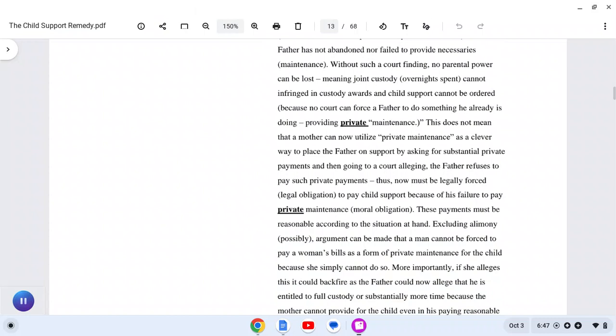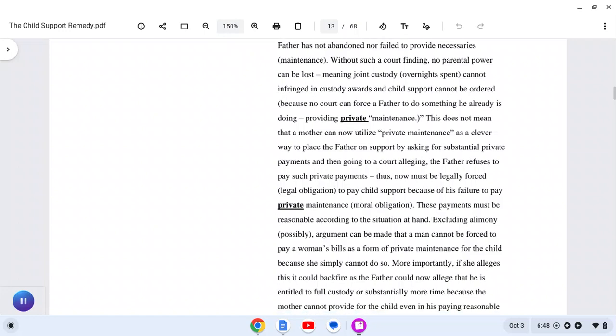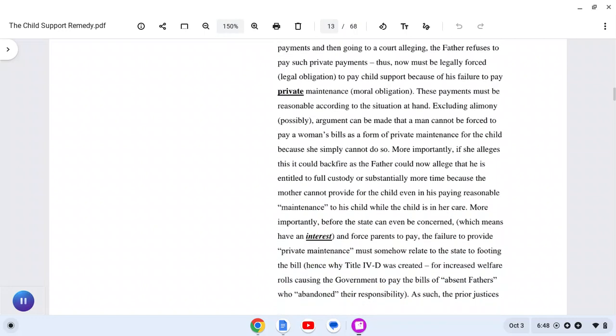This does not mean that a mother can now utilize private maintenance as a clever way to place the father on support by asking for substantial private payments and then going to the court alleging the father refuses to pay such private payments. Thus, a father now must not be legally forced into a legal obligation to pay child support because of his failure to pay private maintenance, a moral obligation. These payments must be reasonable according to the situation at hand, excluding alimony possibly.